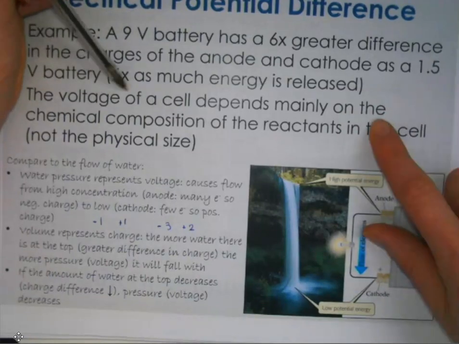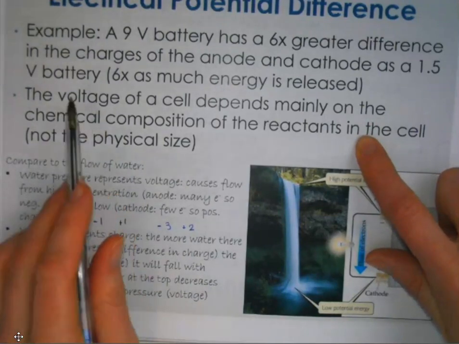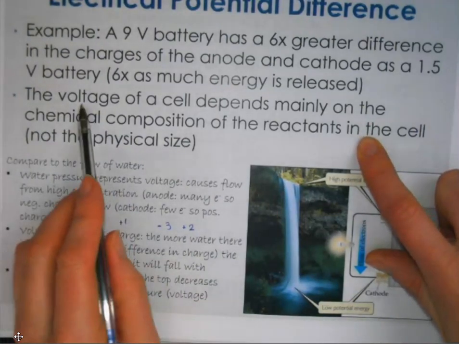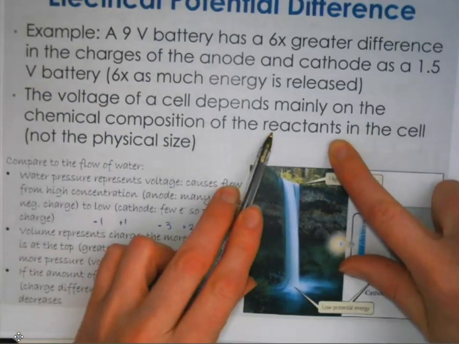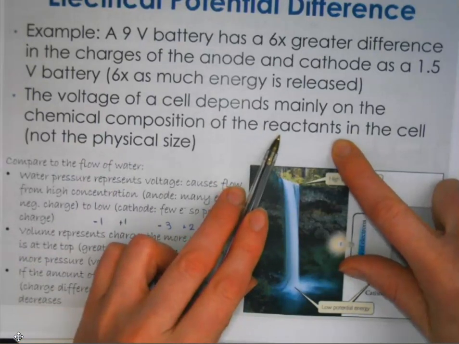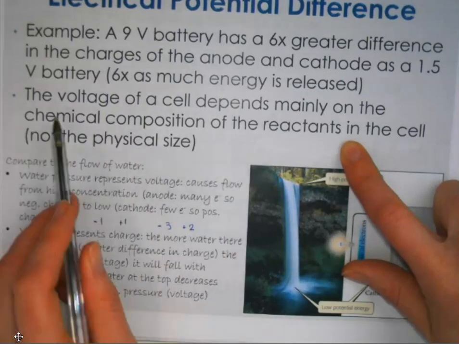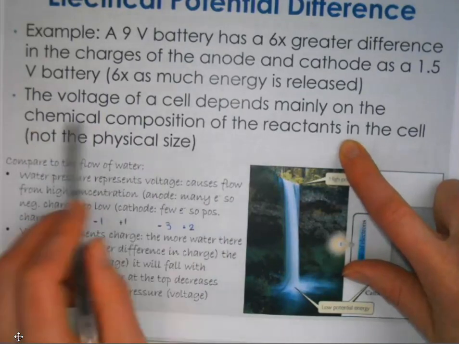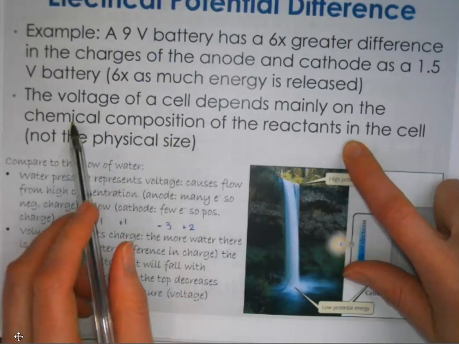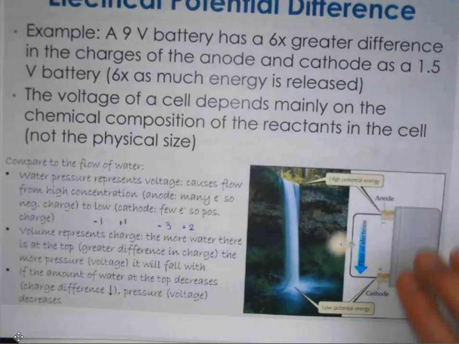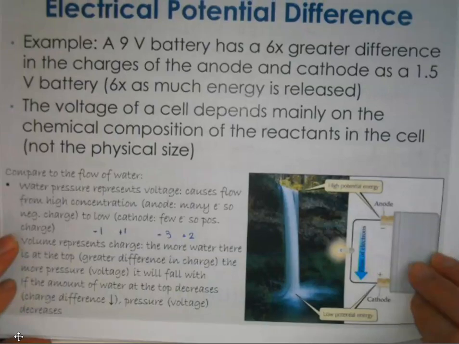Okay, so the voltage of a cell, what determines that? What determines how much pressure there's going to be for movement? Well, it depends mainly on the chemical composition of the reactants, because depending on what their charges are, the differences are going to affect the ability or the movement of the current. So it's not the physical size of the battery that matters as much as the chemical composition of the reactants, because the difference in their charges is what's going to affect movement or voltage.